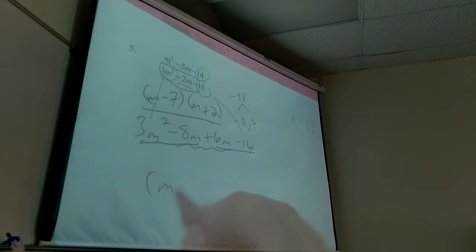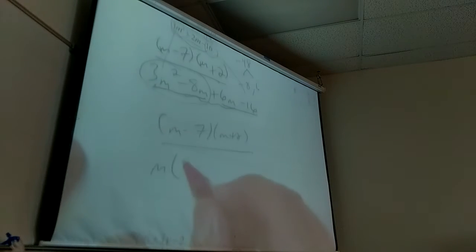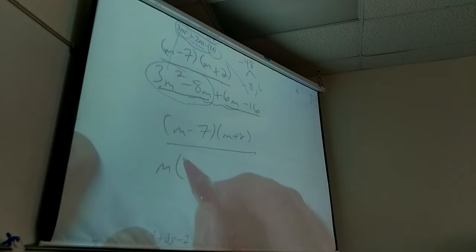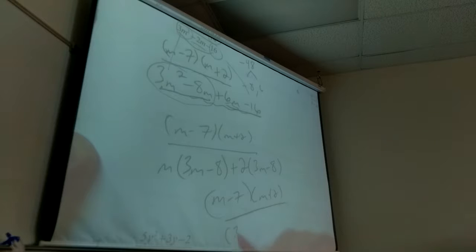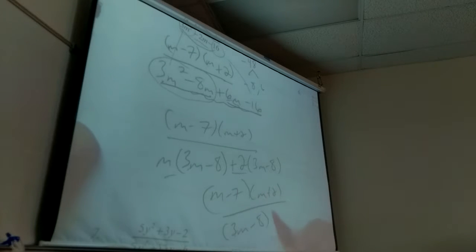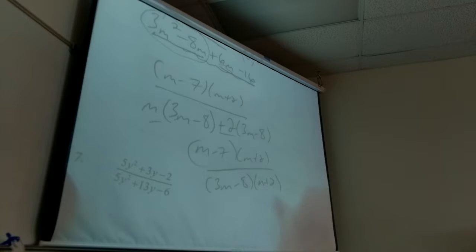Group it. So on the top I still got m minus 7, m plus 2. On the bottom now, what comes out of these two? M? No, it took an m out. 8. What comes out of these two? You want this to become 3, right? So you take out a 2. So then you finally get m minus 7, m plus 2, over 3m minus 8, m plus 2. So what cancels?